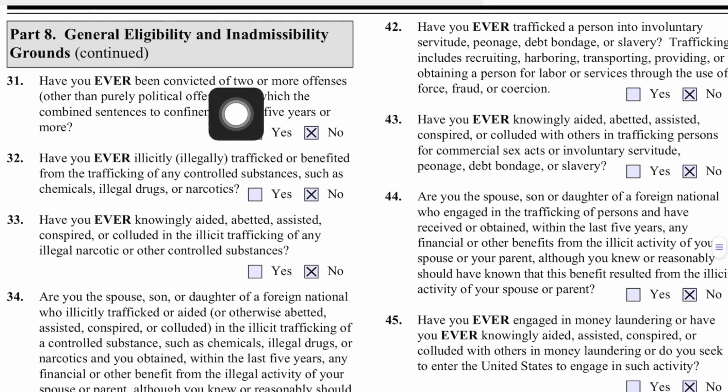Okay, so this is still the continuation. Have you ever been convicted of 2 or more offenses for which the combined sentences to confinement were 5 years or more? Put no. Have you ever been illicitly or illegally trafficked or benefited from the trafficking of any controlled substances, such as chemicals, illegal drugs, or narcotics? Of course, no. Have you ever knowingly aided, abetted, assisted, conspired, or colluded in the illicit trafficking of any illegal narcotic or other controlled substances?